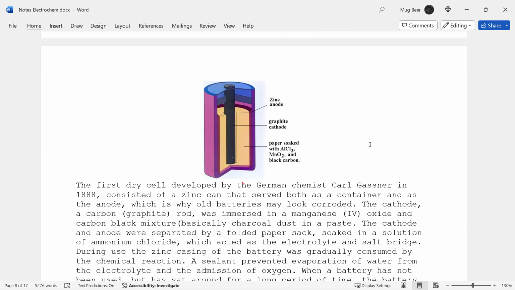Carl Gassner made this battery up in 1888. It is a can of zinc that acts as the structural support, and it acts as the anode, giving the electrons away. And then I've got basically a cardboardy kind of paper soaked with some kind of metal ion. So aluminum chloride is used a lot. It doesn't really matter. It just has to be a salt. And in the middle, we usually use graphite, literally the same stuff that's inside of your pencil.